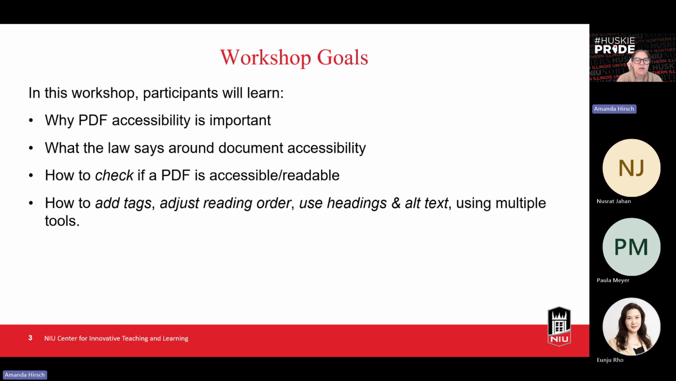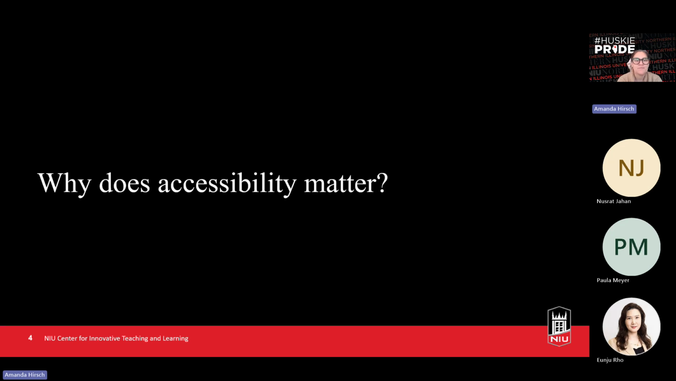So our goals for today are to learn why PDF accessibility is important, to see what the law says around document accessibility, how to check if a PDF is accessible or readable, and how to add tags, adjust reading order, and use headings and alt text using multiple tools.